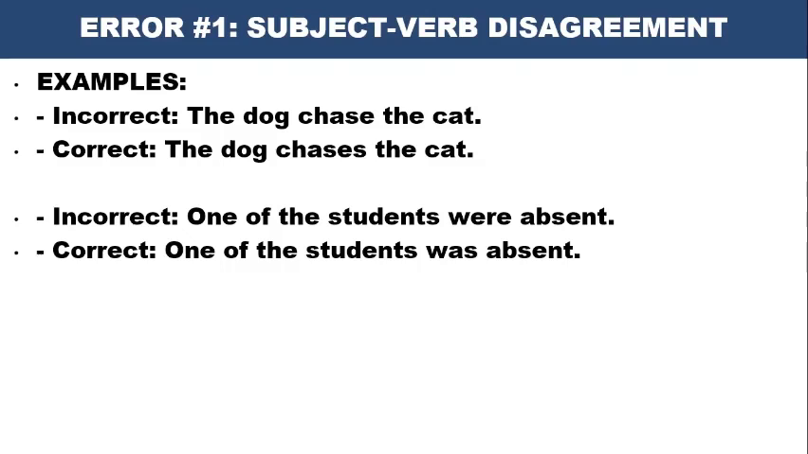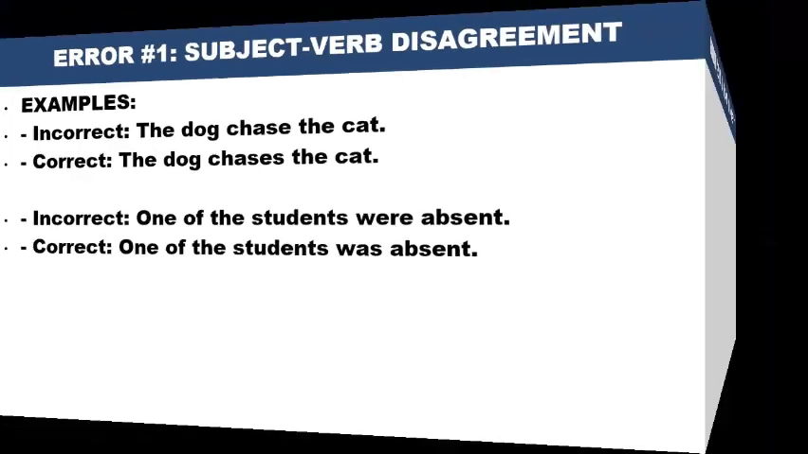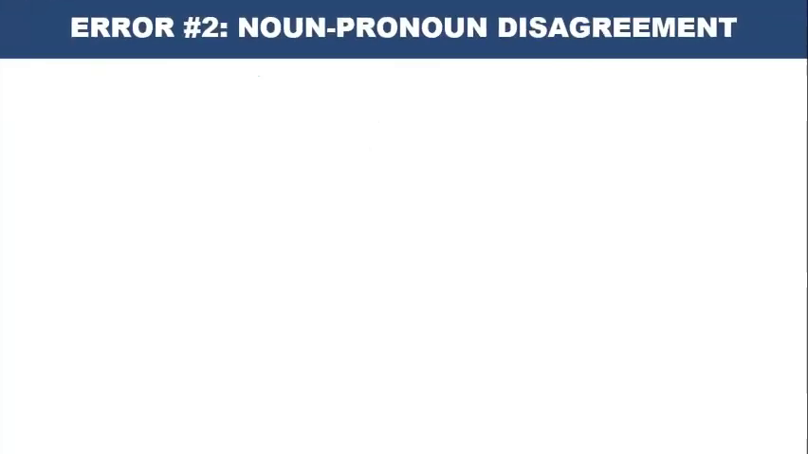Now, moving forward, let's look at error number 2. Okay. Error number 2 is noun-pronoun disagreement. This occurs when a pronoun does not agree with its antecedent in number and person.